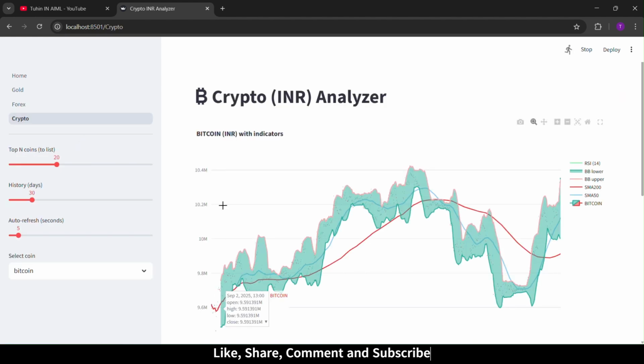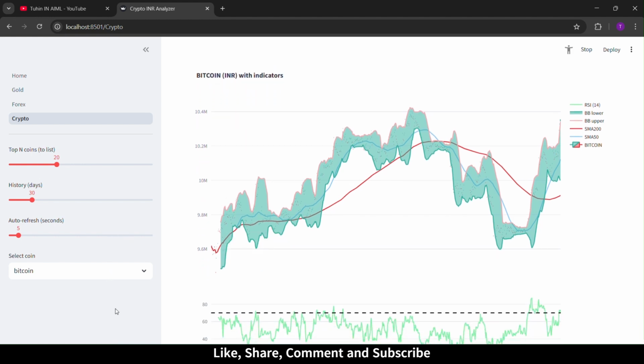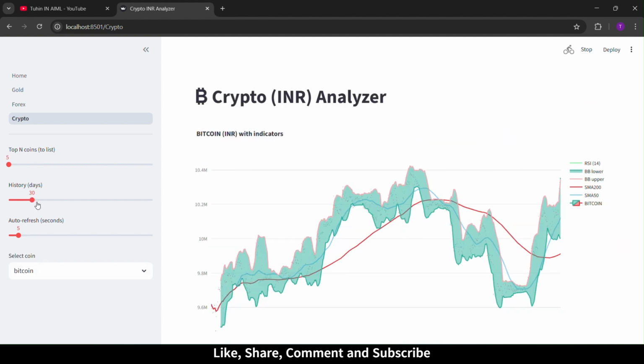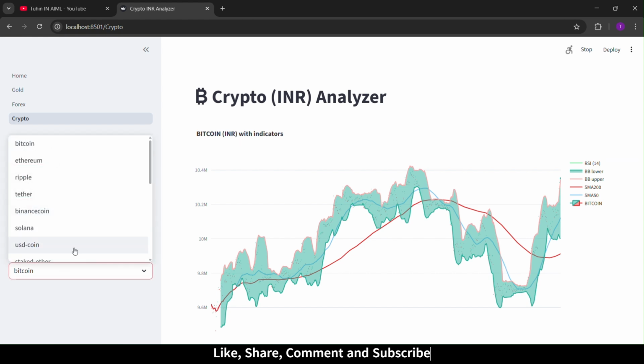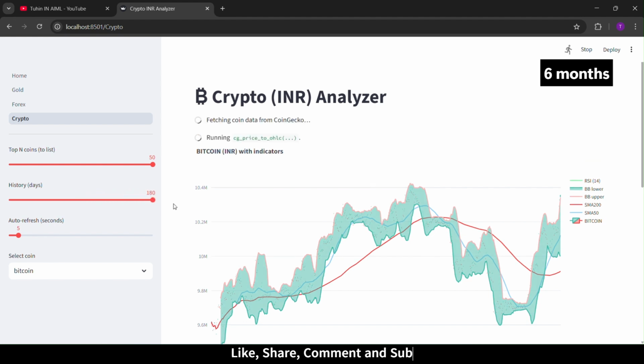Finally, the crypto analyzer. The page uses the CoinGecko API for data. The sidebar lets you select the top coins of your choice, like 20, 50 or 5. History you can select on your own, and auto refresh also. If you select top 5, then the top 5 coins will be shown. If you go to, let's say, 20, it will fetch the top 20 cryptos that are currently running the best and show you over here. You can see them all, and this can go up to 50. Also, history can be up to 3 months.